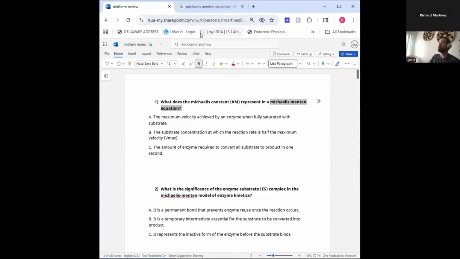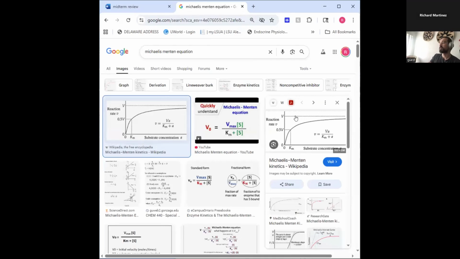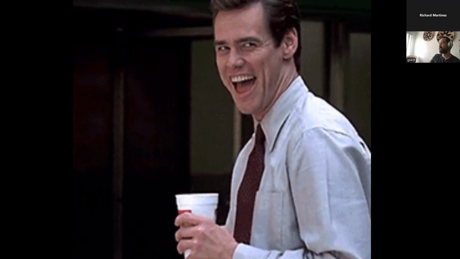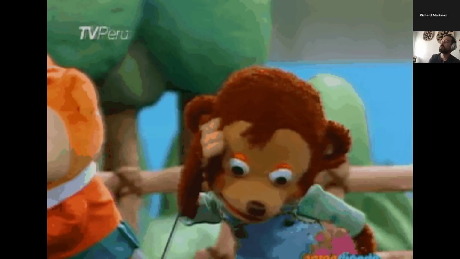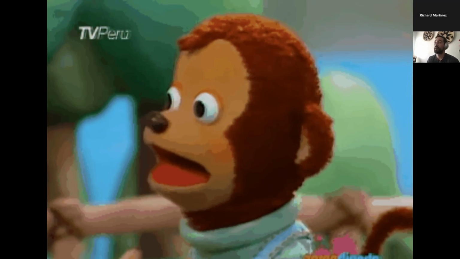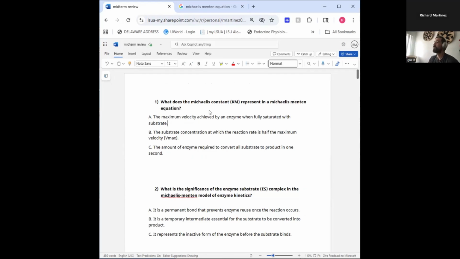So in that equation, does it represent the maximum velocity achieved by an enzyme when fully saturated? No, it's not going to be the maximum velocity. And we see right here, just in this picture, Km is 0.5. So if this is half, this is full. It's not going to be full. So cross this one out. That's not right. Let's look at B. The substrate concentration at which the reaction rate is half the maximum Vmax. That sounds about right. So we'll leave it at B.